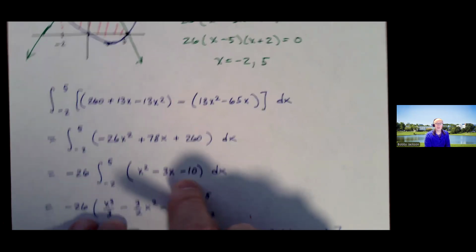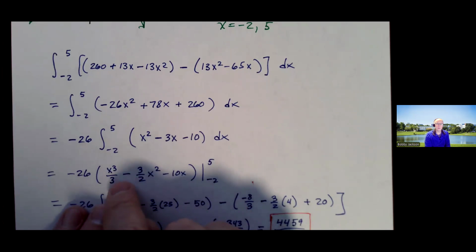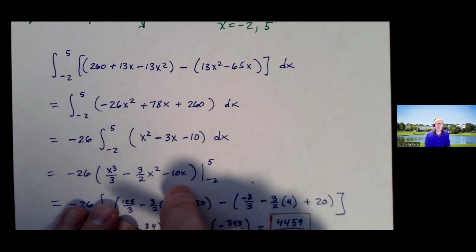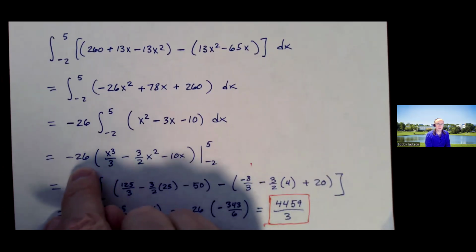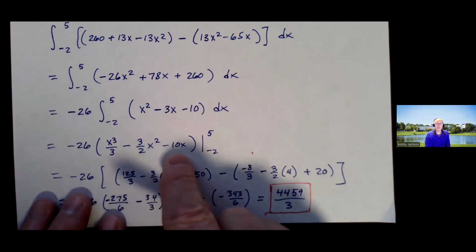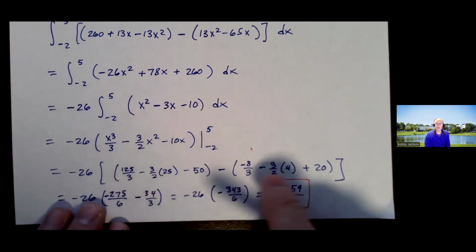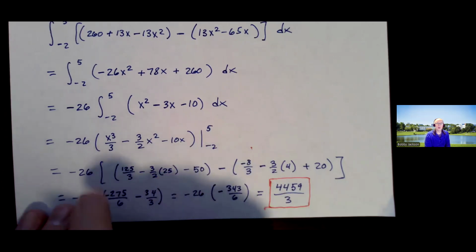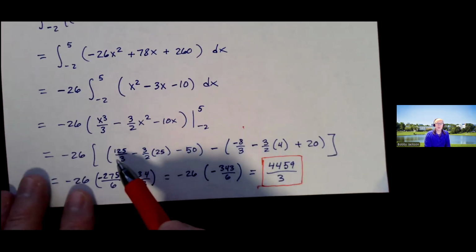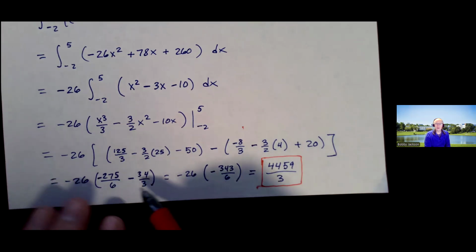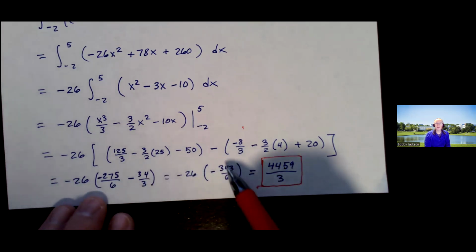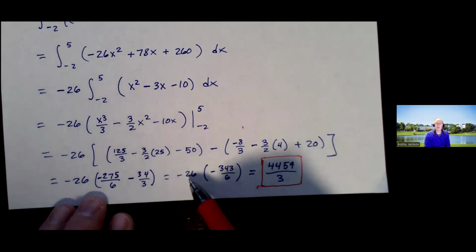And that just makes finding the antiderivative easy, right? What's the antiderivative of x squared? 1/3 x cubed. 3x is 3/2 x squared, and 10 is 10x. Of course, subtracting those. And I still have this -26 out here. Now I'll just plug in 5 for x here, -2 for x here, and then I can subtract these two and then multiply by -26. You can use your calculator to help if you need to, to convert this to a fraction and this as well. And when I subtract those, we get to this final fraction here times -26.